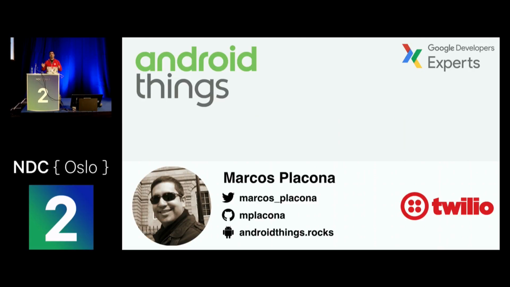Today I'm here to talk about Android Things. So here's some information about me. There's my Twitter account over there, GitHub, and AndroidThings.rocks, which is the website I run about Android Things. You will find all of the examples we're going to talk about today, except for one, and I'll tell you later about this. You will find them on my GitHub account, or there's going to be a blog post about it on the Android Things website. So it's all over there.